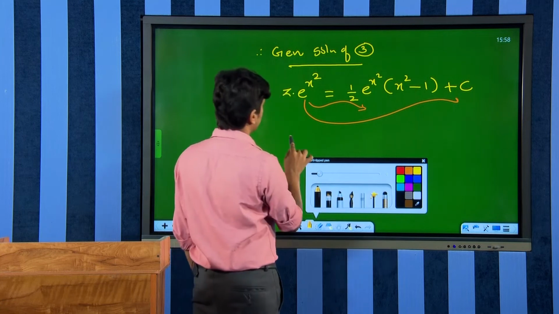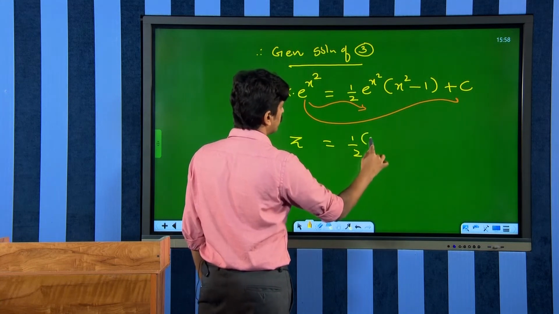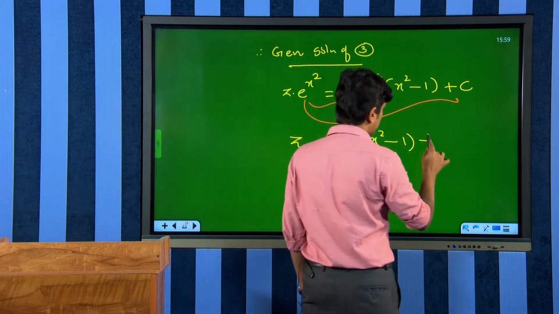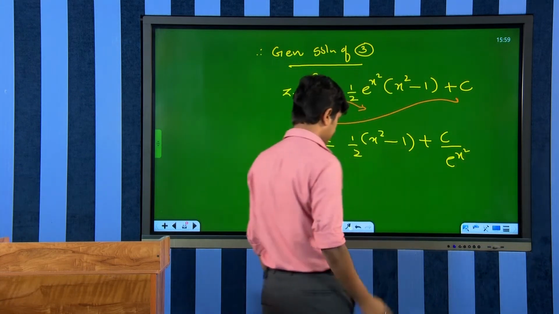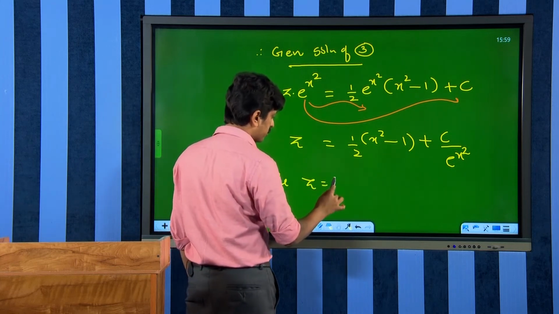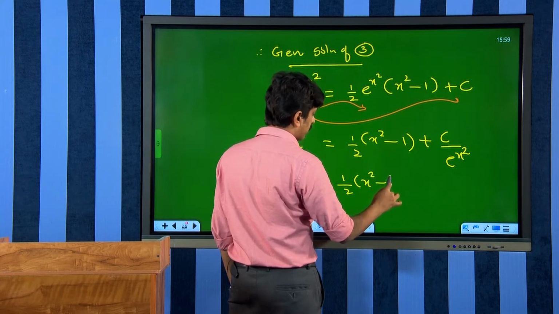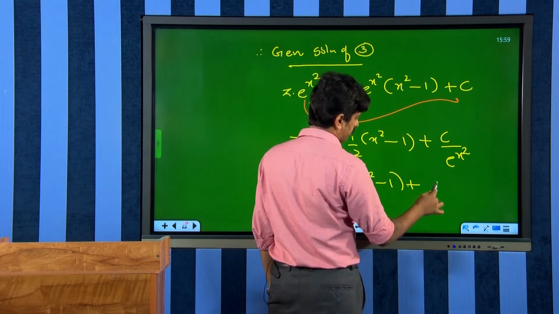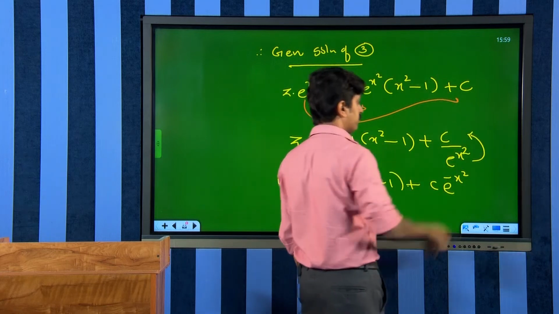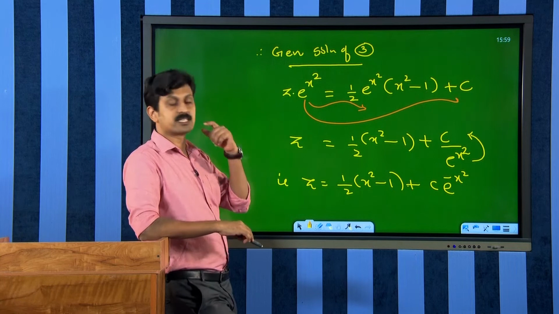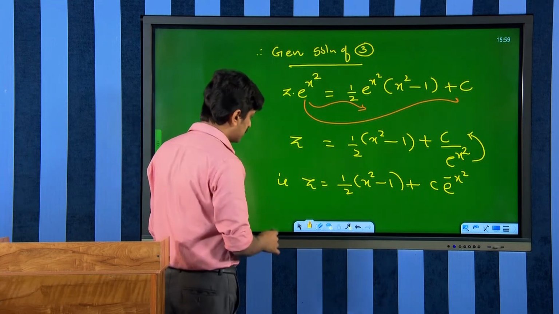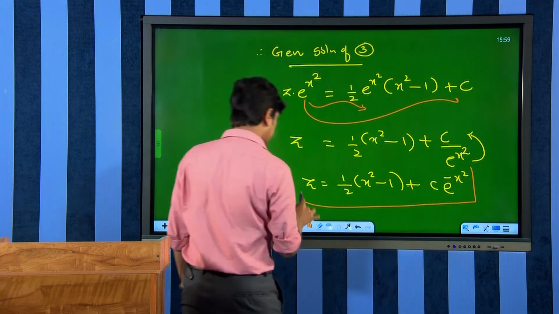So, finally, we will have the value z equal to 1 by 2 into x square minus 1. There will be e raised to x square and e raised to x square can cancel, and plus c divided by e raised to x square. So, that is z is equal to 1 by 2 into x square minus 1 plus c e raised to minus x square. I just took that into the numerator, therefore the power gets the opposite sign. Here the power x square is positive in the denominator, in the numerator that will have the negative sign. So, my dear students, this is the general solution of the equation number 3.